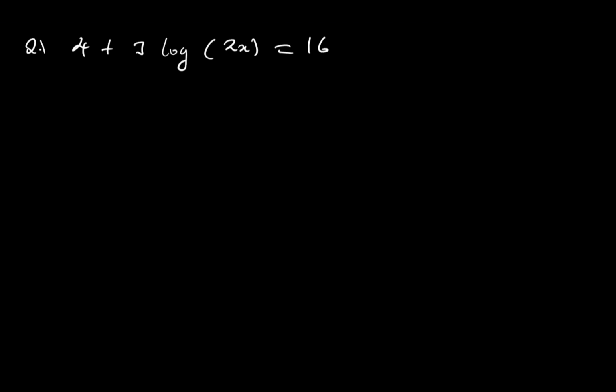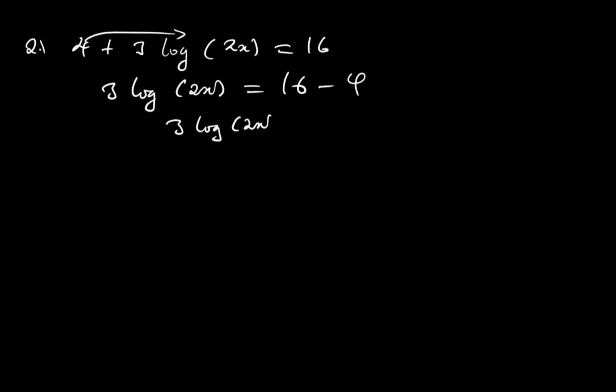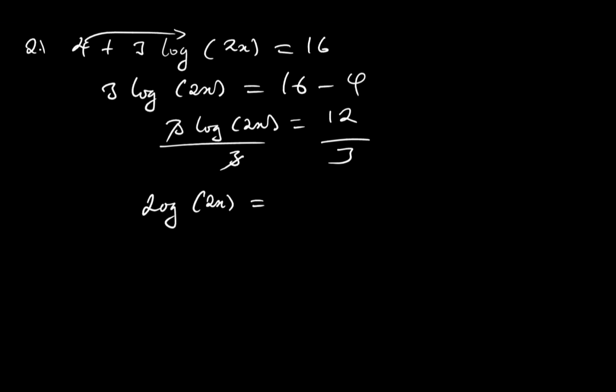Remember, make the log the only thing on one side of the equation. So you have 3 log of 2x, and this is equal to 16 minus 4, because the 4 will jump and go to the other side, and it turns into a minus 4. So you have 3 log of 2x is equal to 12. Then I can divide both sides by 3, and I have log of 2x being equal to 4.